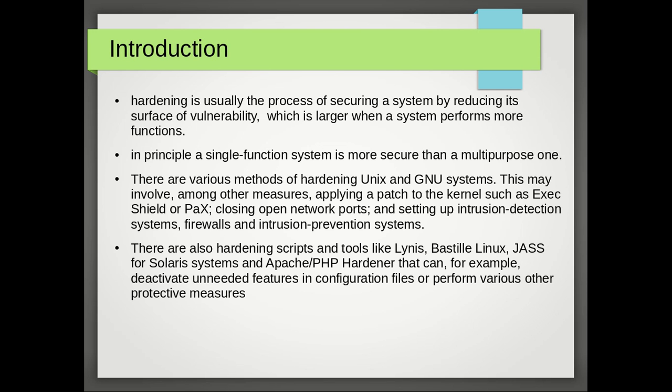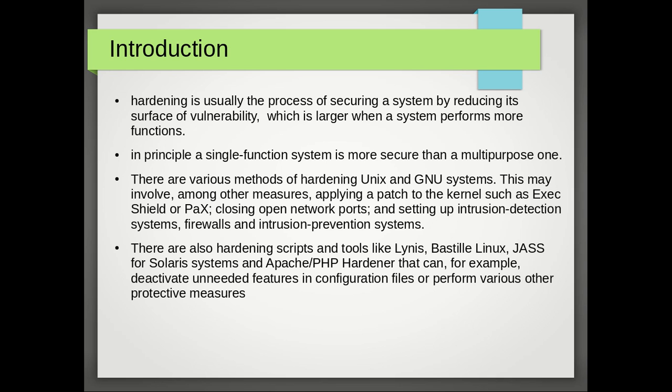What do you mean by hardening process? Hardening is usually the process of securing a system by reducing its surface of vulnerability. A vulnerability is a trapdoor or a backdoor through which an intruder can come into your system and do some malicious activity, such as manipulating your user data, manipulating your system images, and many more. Vulnerability is larger when the system performs more functions. Hence, a single function system is more secure than a multi-purpose system.